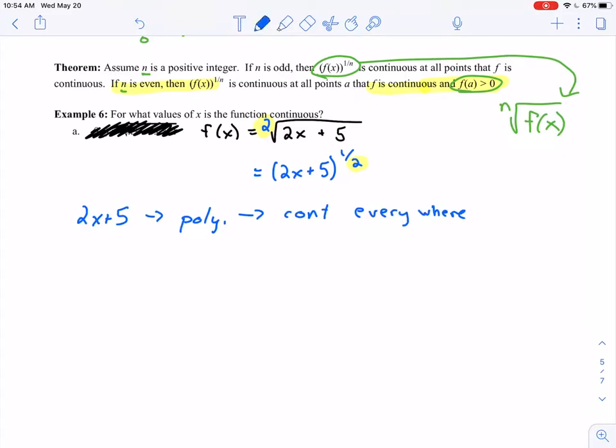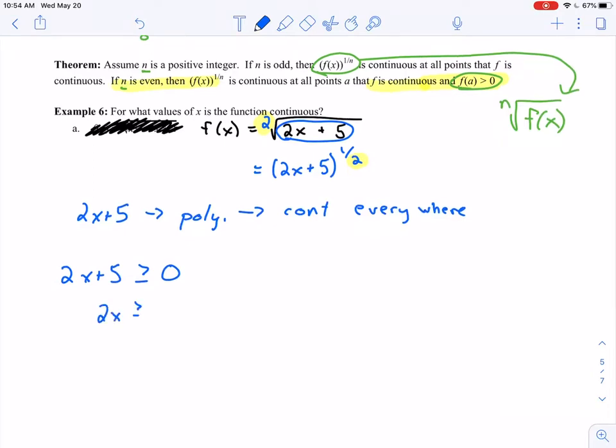So I'm going to take the inside part of this root, which is 2x plus 5. I know I can take the square root of positive numbers, so I'm going to say greater than or equal to 0. I'm going to say that this function is greater than or equal to 0, and I'm going to solve this inequality here, because those are the types of numbers I can take the square root of. I can take the square root of positive numbers and 0. So here we just have a little bit of algebra to do. Here 2x is greater than or equal to negative 5, so x is greater than or equal to negative 5 over 2.